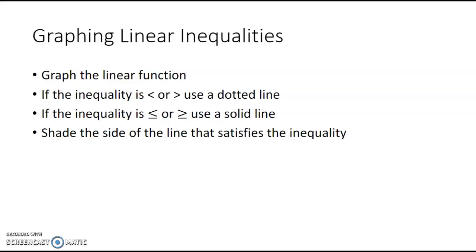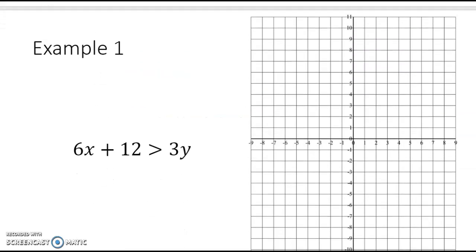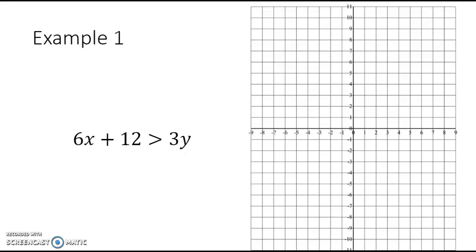And then our last step is to shade the side of the line that satisfies the inequality. The way to do this, we can pick a point on either side of the line and plug it into our inequality. If it makes the inequality true, then that's the side of the line that we shade. If it doesn't make the inequality true, then we're going to shade the opposite side of the line. So let's look at a couple examples to help us understand that.